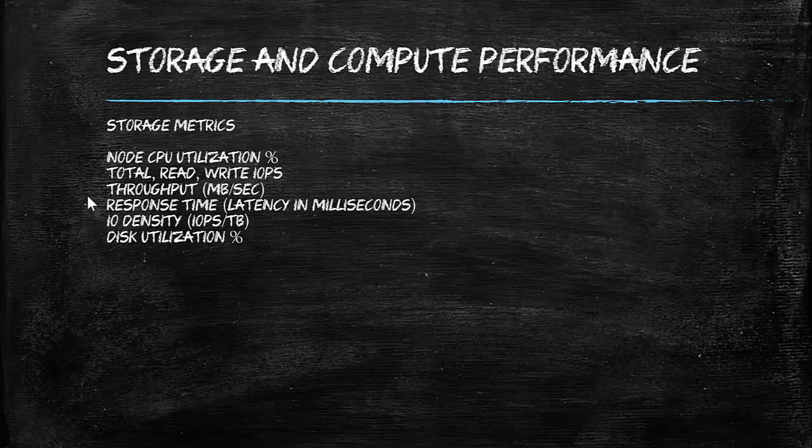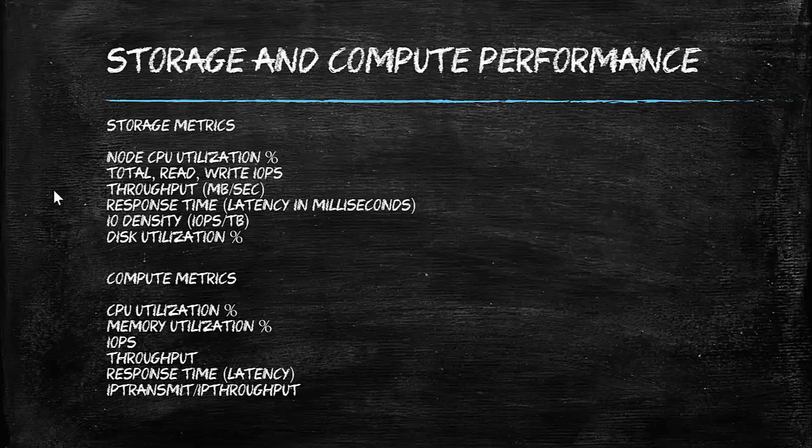You have response time, which is latency in milliseconds. I/O density is IOPS per terabyte, basically how we calculate service levels. And then we have disk utilization percent, which is basically disk busy. There are a lot of subsets to disk utilization that are published. I'm not going to talk about that now, but when we get into that part of the reporting, I'll definitely break it down for you.